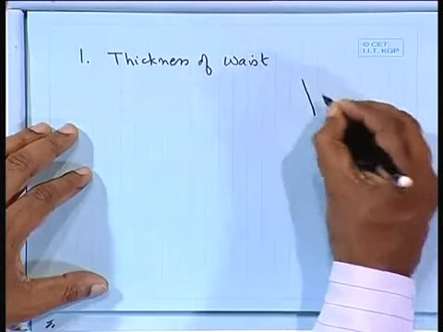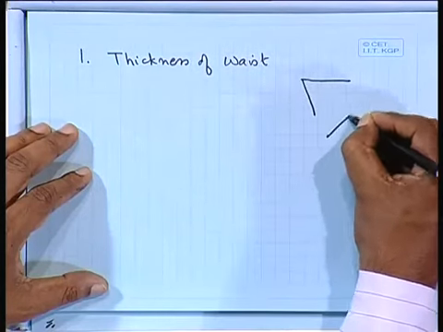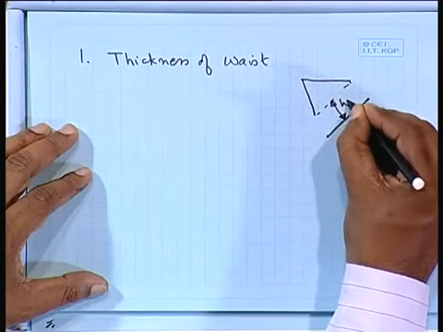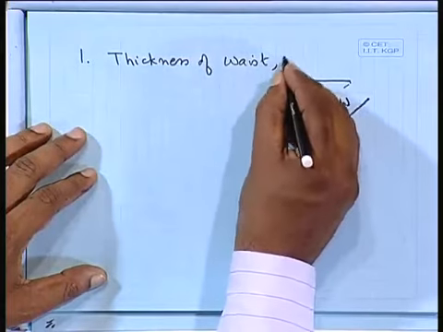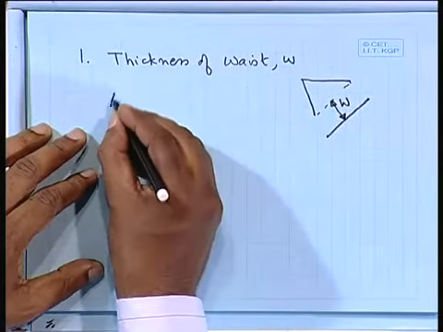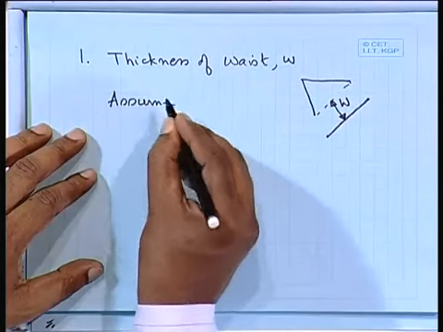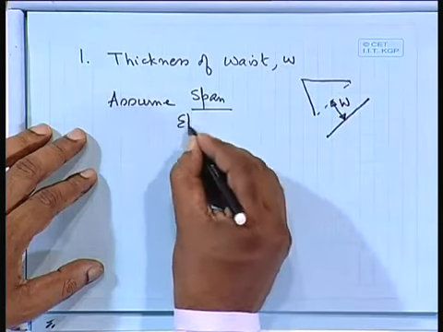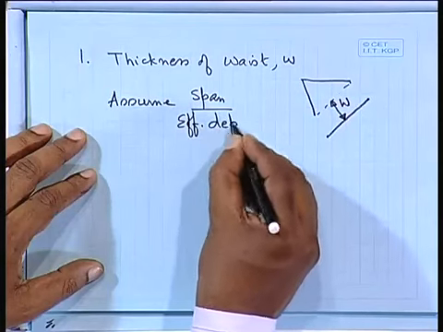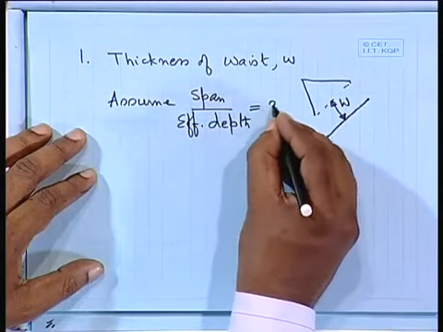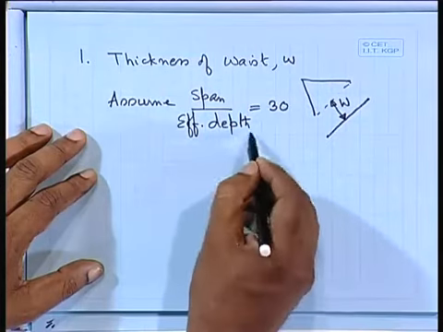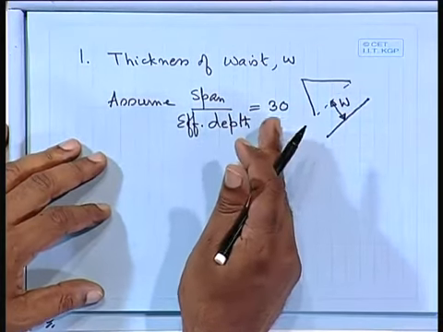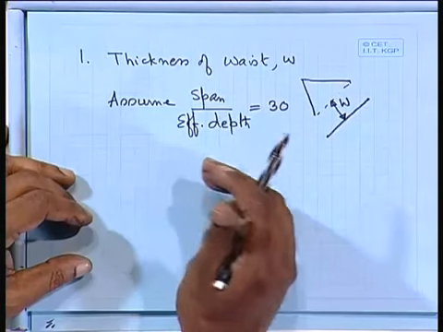So we are talking, let us just draw a figure. So this is your thickness of waist. Let us assume span by effective depth equal to 30. We can assume span by effective depth equal to 30, because reinforcement and other things are involved. There are so many factors involved, so we can assume 30.